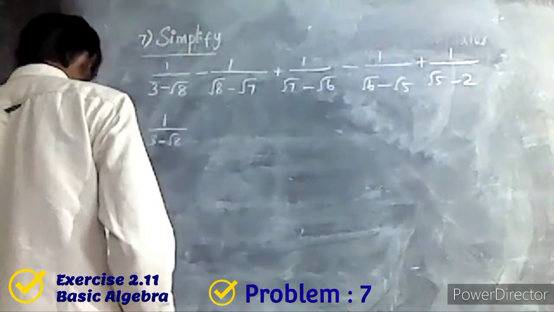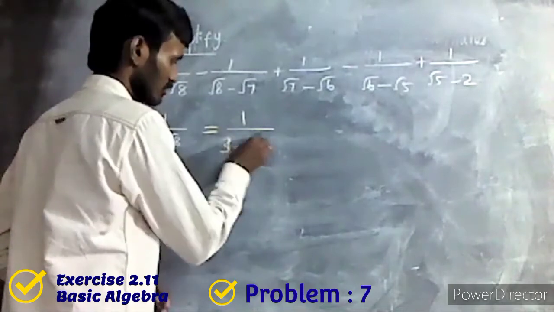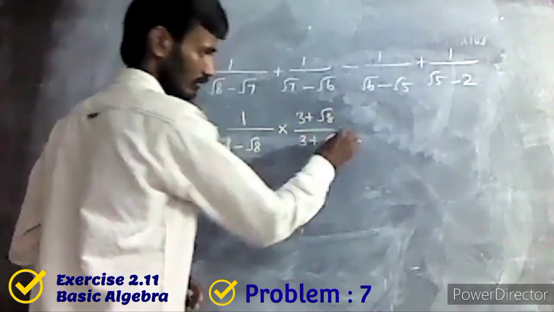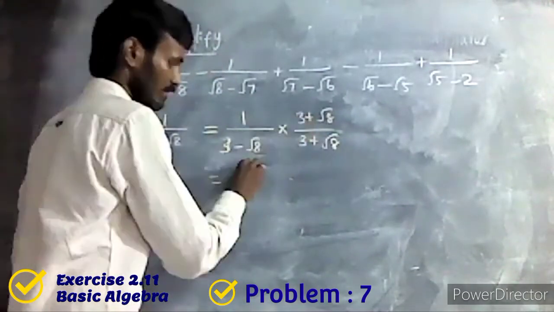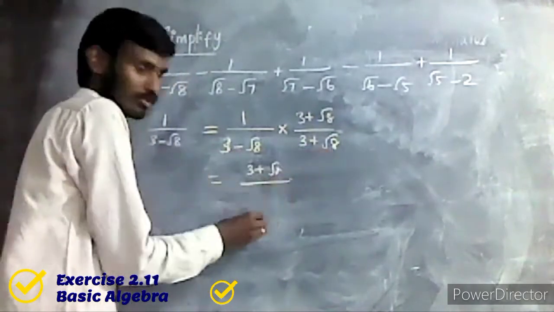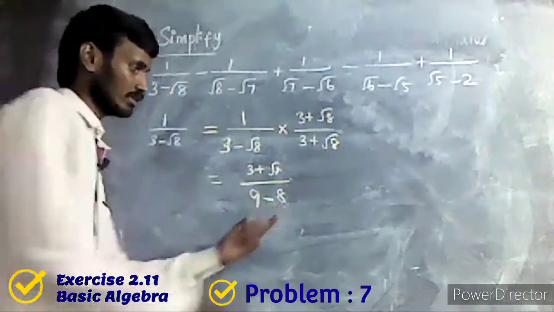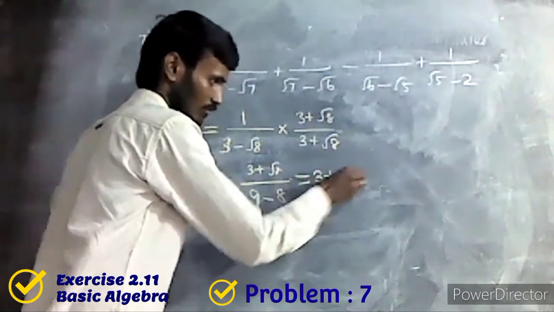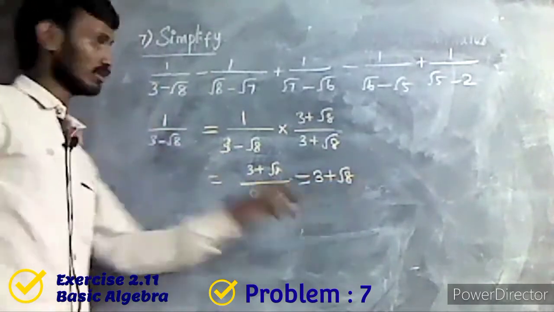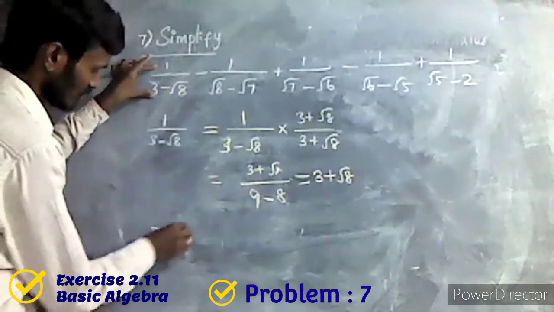Therefore, consider 3 plus root 8. So 1 by 3 minus root 8, multiplied and divided by 3 plus root 8. Therefore, it is equal to 3 plus root 8 divided by, it is a minus b, a plus b. Therefore, a square is 9 minus b square is 8. 3 square is 9, root 8 square is 8. So the answer is 3 plus root 8, because divided by 1. So 1 by 3 minus root 8 is 3 plus root 8. So I can replace this particular first term by using 3 plus root 8.